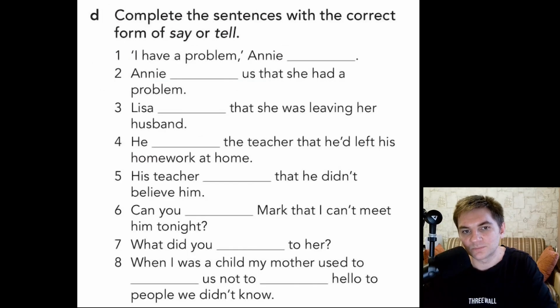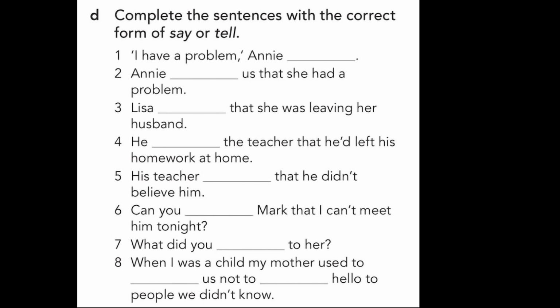Part D. Complete the sentences with the correct form of say or tell. I have a problem, Annie said. Annie told us that she had a problem. Okay, I won't spoil it for you anymore. Now try to do the others and check yourself.